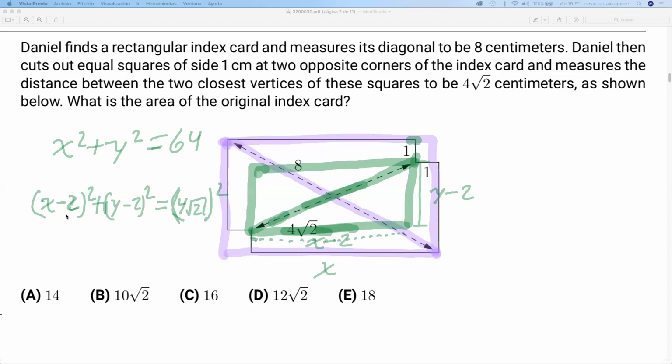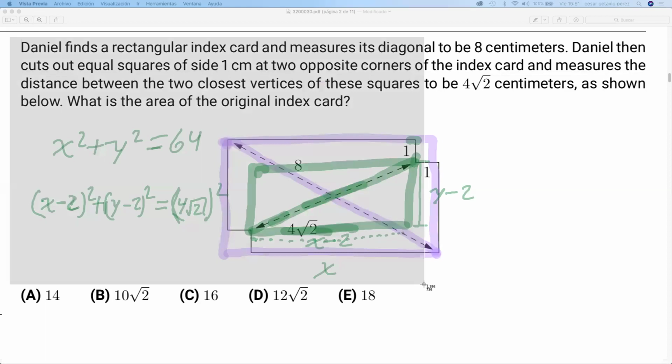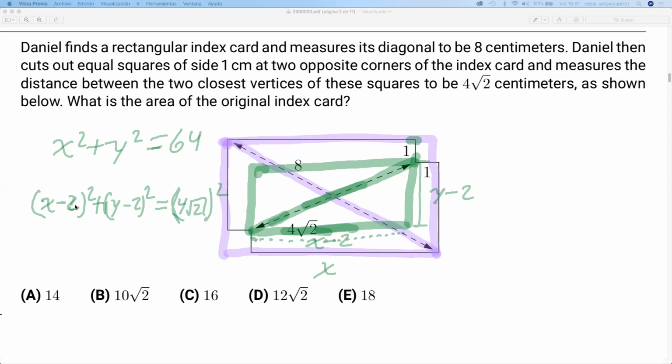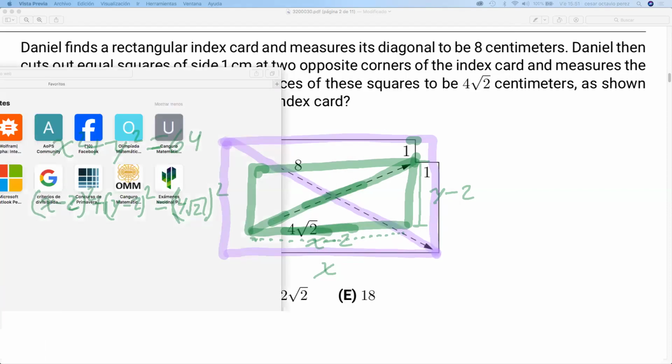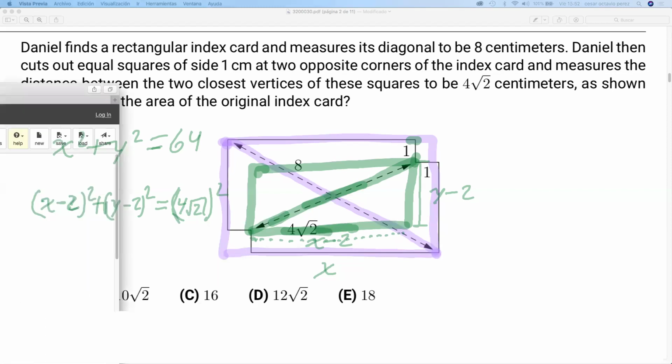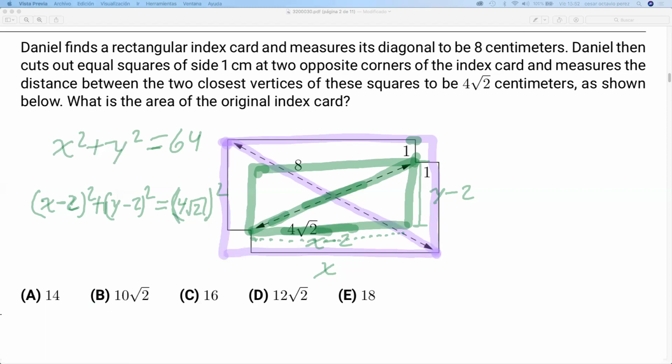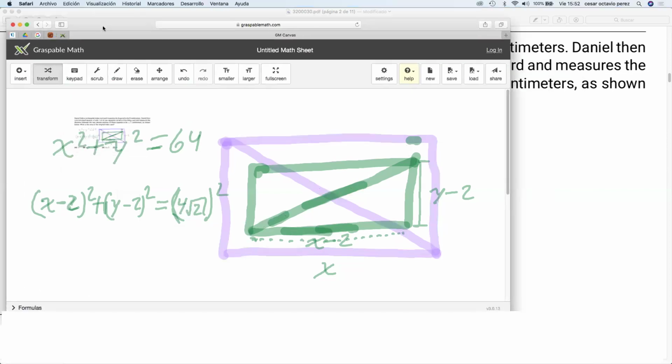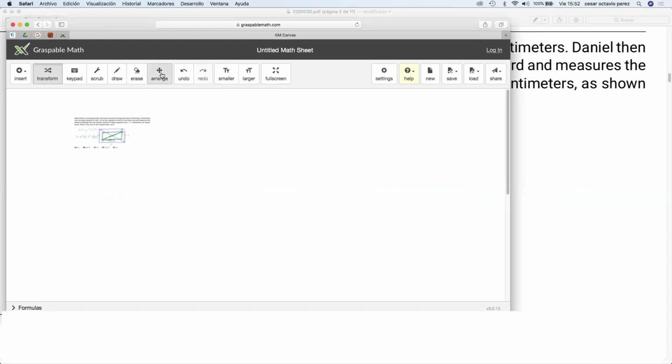Do you have ideas for solving this? Do you remember how to multiply this? X minus 2 times x minus 2. Yes, x squared minus 4x plus 4. Okay. I want to solve this with Graspable Math. The equation looks better.